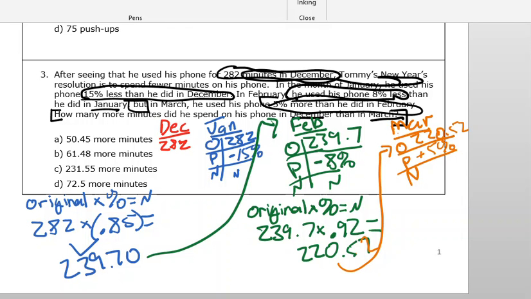All right. So forgive me, I'm running out of room here. I'm going to do original times percent equals new. So I'm going to do 220.52 times 1.05, because I went up 5%. Okay. And that is going to give me 220.52 times 1.05, 231.56.